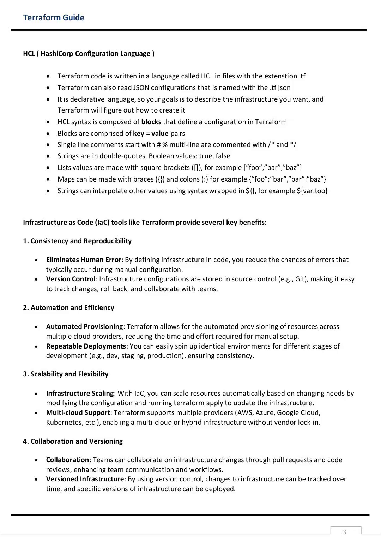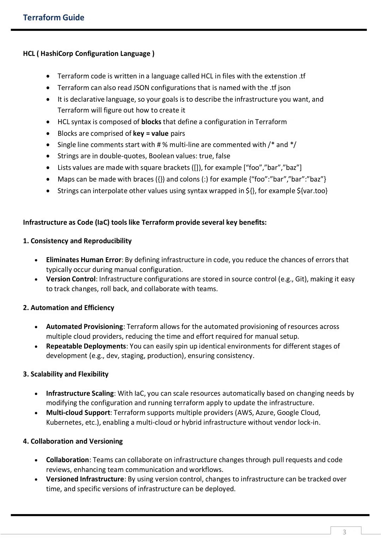Four: collaboration and versioning. Through collaboration, teams can work on infrastructure changes through pull requests and code reviews, enhancing team communication and workflows. Versioned infrastructure: by using version control, changes to infrastructure can be tracked over time, and specific versions of infrastructure can be deployed.